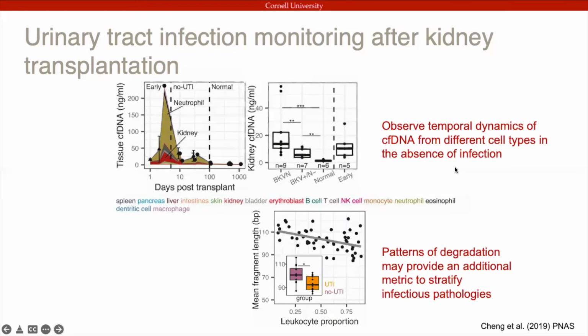One other thing that we started to look into was how the mean fragment length changed in different populations. We are finding that in individuals with urinary tract infections, the mean fragment length is shorter than those without urinary tract infections. This is actually related to the abundance of leukocyte-derived cell-free DNA. Based on literature, this makes sense because the environment of leukocytes does promote DNA degradation. So we'd be interested to look in the future at how patterns of degradation might provide an additional metric to stratify different infectious pathologies.